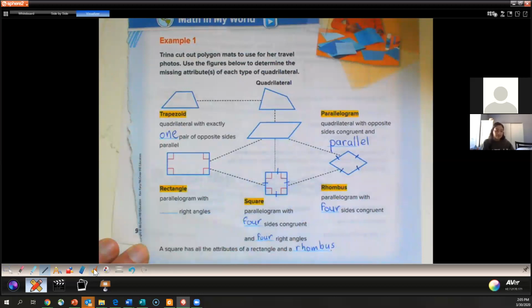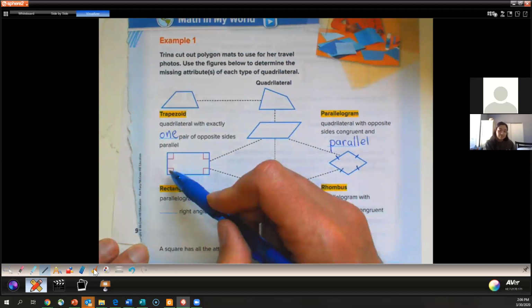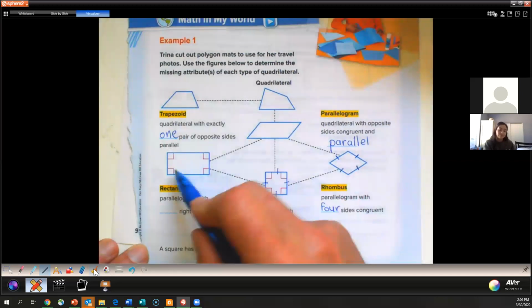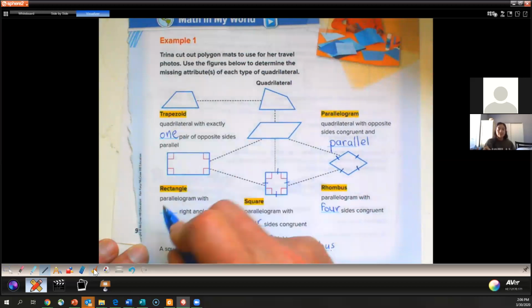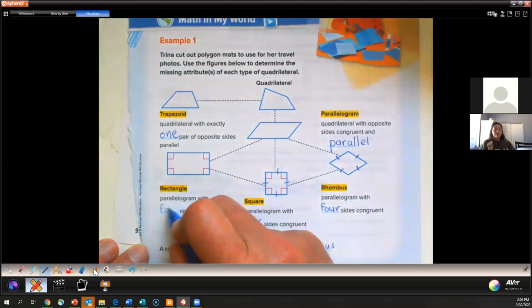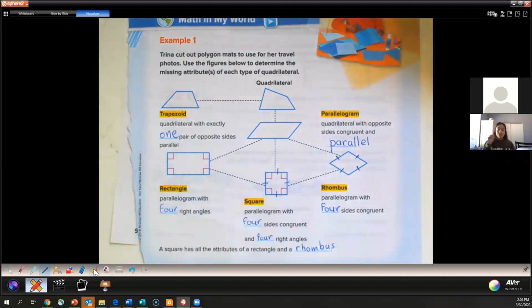Not at all. I can tell they're right angles because they have the little right angle sign. 1, 2, 3, and 4. Exactly. So, boys and girls, a rectangle is defined as a parallelogram with 4 right angles.